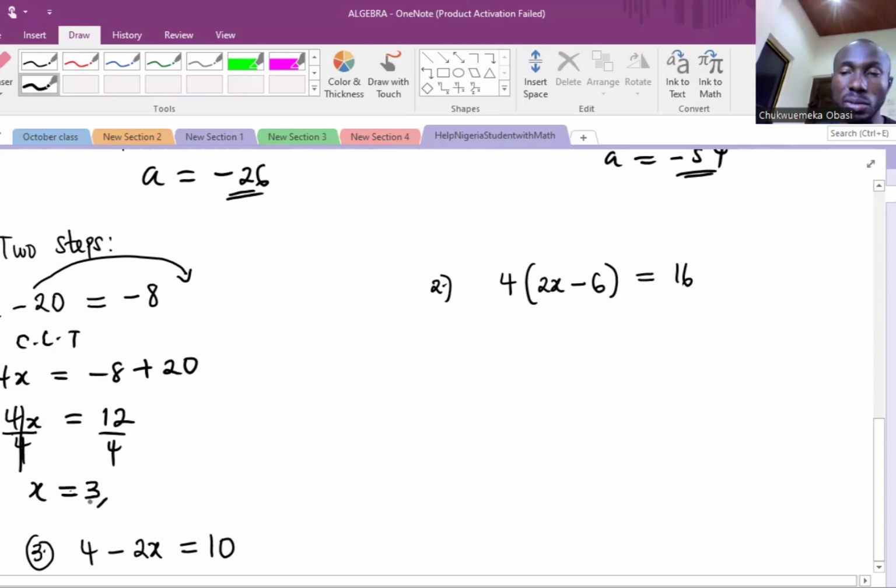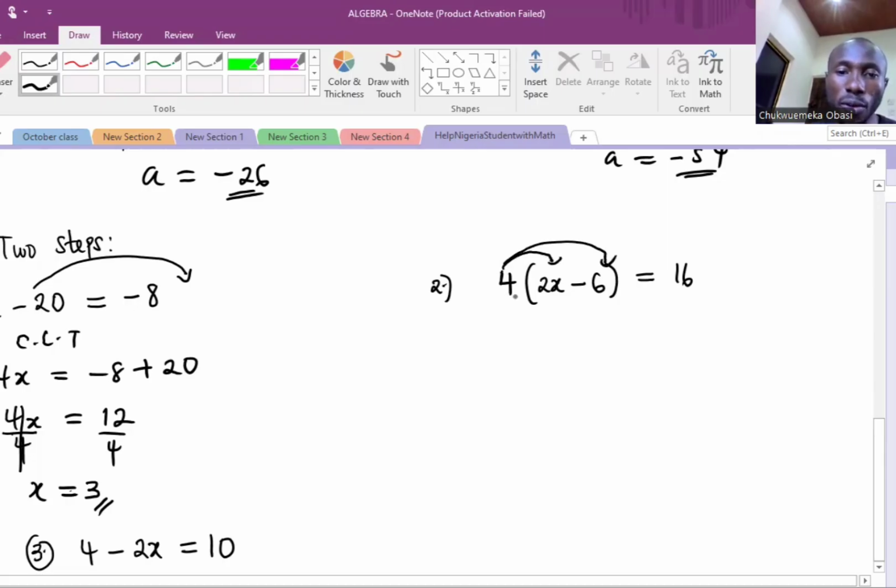That is 3, right? So the next question here is kind of different from what we've been doing all through. This one is very unique, although you can go ahead and divide 4 from both sides here. But now I'd like to teach you how to distribute. Now, when you have a question like this, what you want to do is to remove the bracket. That is what you want to do. Remove the bracket. How do you remove the bracket? Use the 4 to distribute like this.